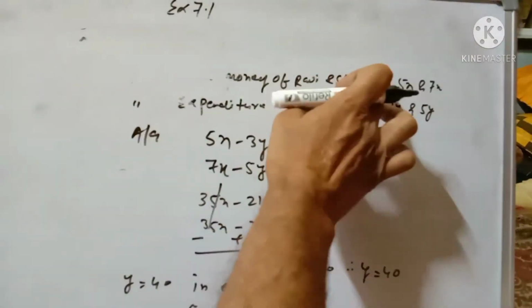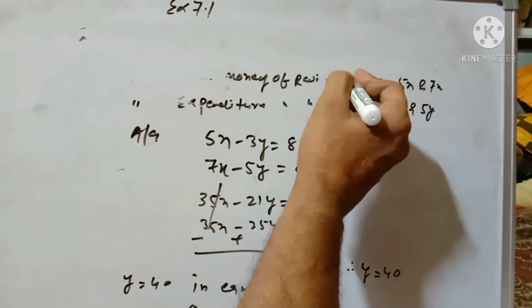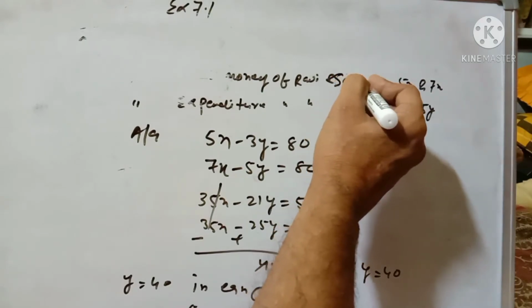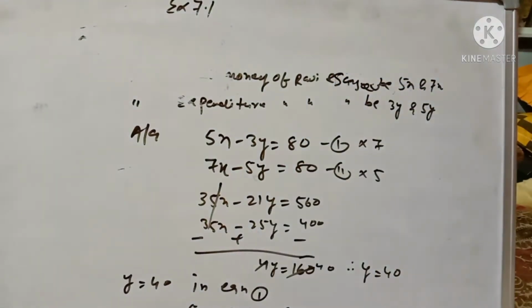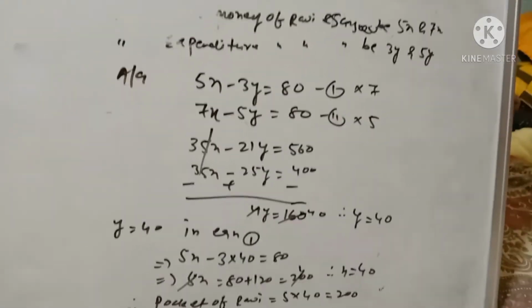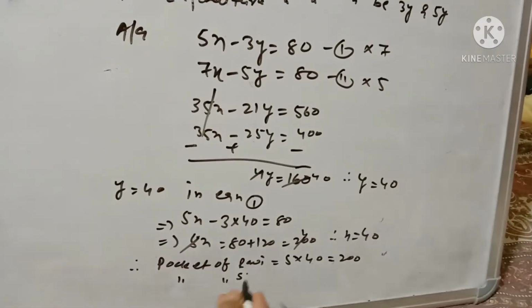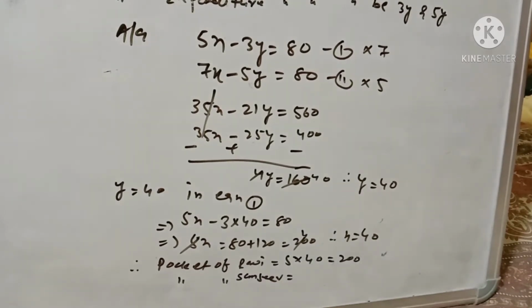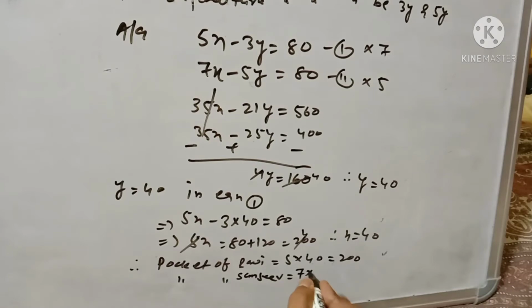According to the question it is given Sanjeev. Please you have to change this part also. This is given Sanjeev. Okay, change this one. Sanjeev. That is 7 into 40, 280. This is our record.